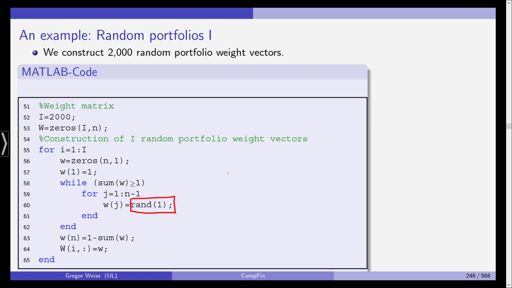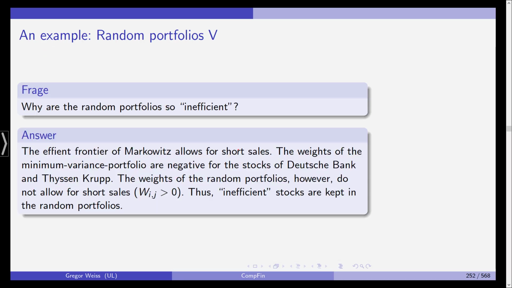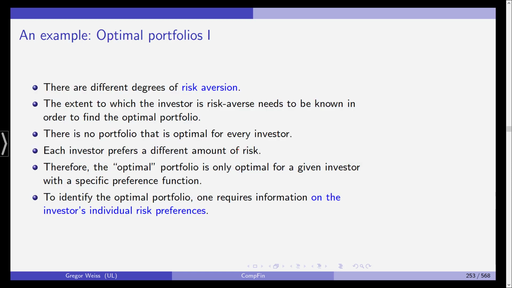We're taking rand 1, and it's a random number between 1 and 0. What actually happens is the efficient frontier of Markowitz's portfolio theory allows for short selling. The weights of the minimum variance portfolio are also negative, but the way we've calculated and simulated those random portfolios, they didn't allow for short selling. Thus, we also have very inefficient stocks and inefficient portfolios in our random portfolio weights.